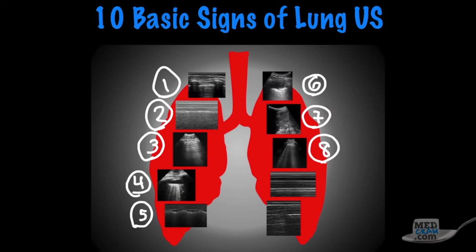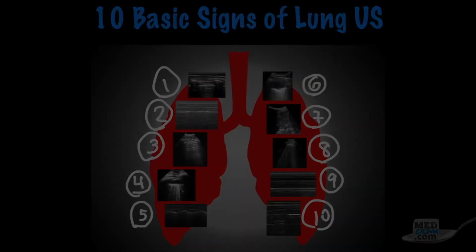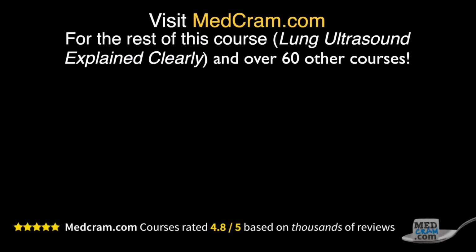These vertical flashlight-like beams coming off of the pleural line, moving with the pleural line, obliterating the A line. These are indicative of interstitial syndrome. Number 9, the stratosphere sign, or the barcode sign, which is indicative of lack of lung sliding. And then number 10, the lung point, which is indicative of pneumothorax. And that's where you have lung sliding and lack of lung sliding in the same intercostal segment.